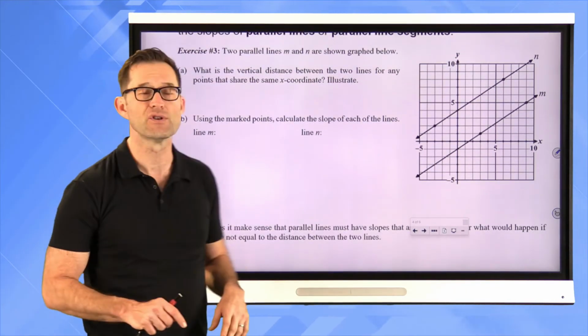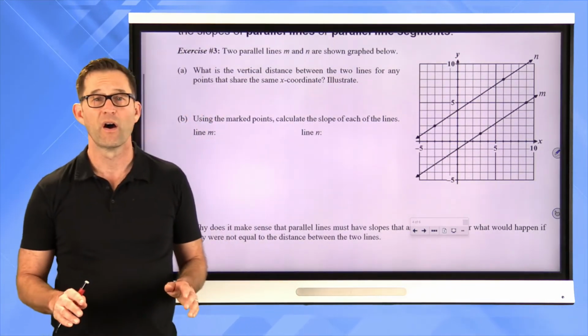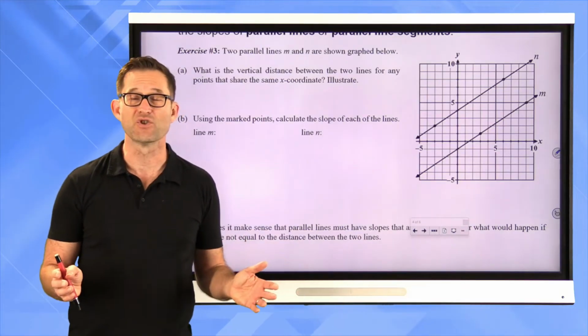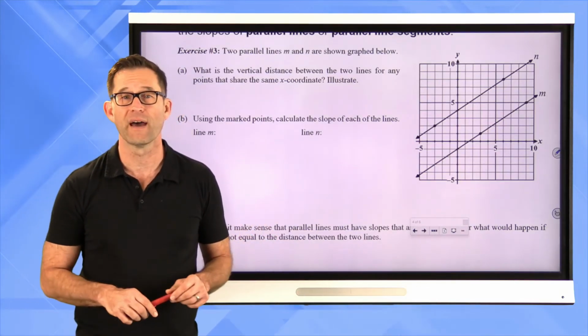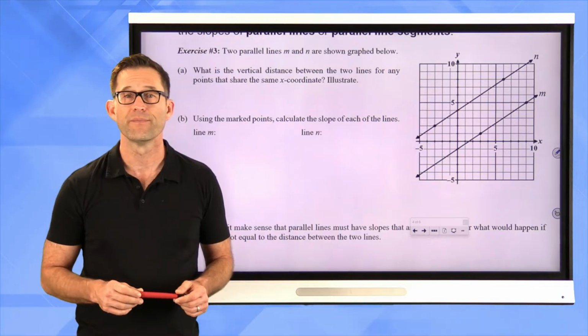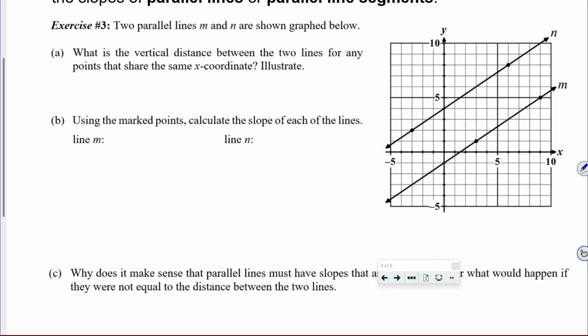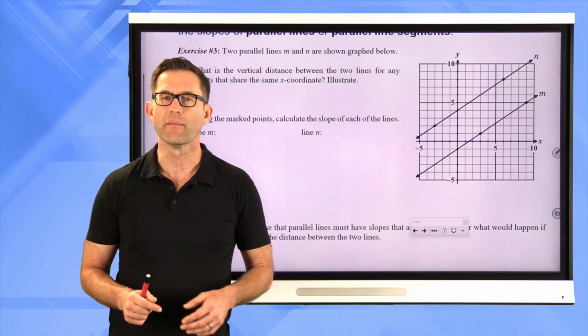Now this is a relationship that you have likely seen before, all right? And it's a real easy relationship, but we want to make sure we have it down. Exercise number 3. Two parallel lines, M and N, are shown graphed below. What is the vertical distance between the two lines for any points that share the same x-coordinate? Illustrate. All right, and here's what I mean.